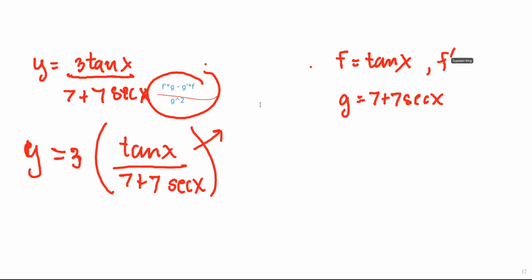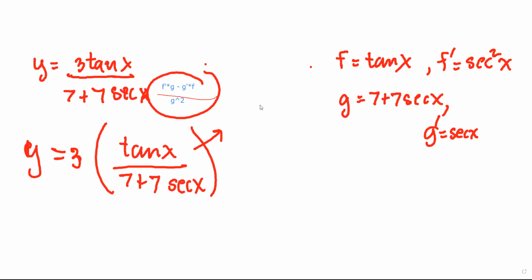And what is f prime? F prime is secant squared x. Secant squared x. And how about g prime? I think it's 7 secant x. Let me double check what I got. Yep. Everyone can enjoy this, not just Christian.